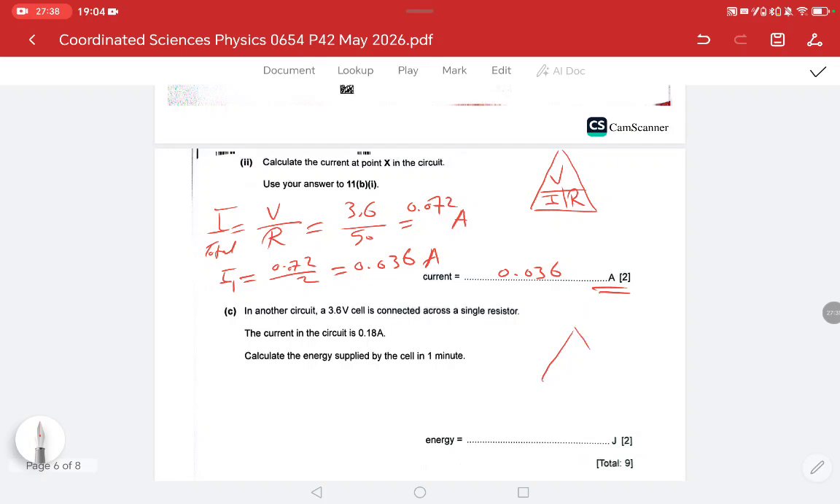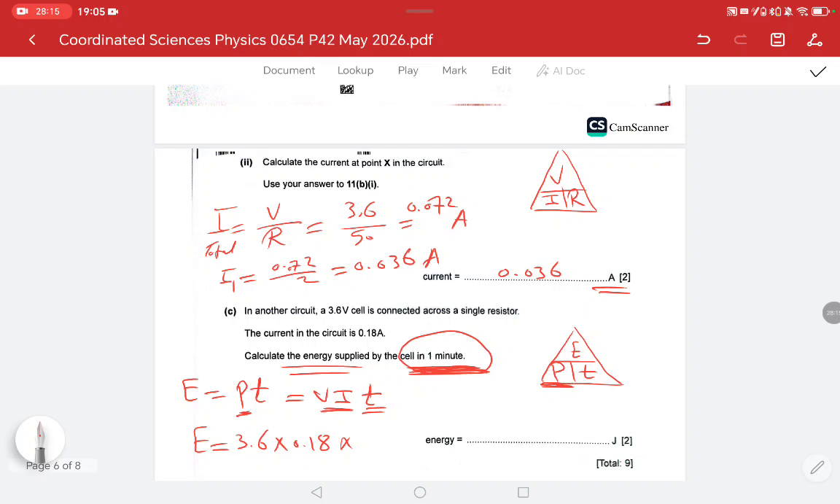Okay, let's see. Do you remember, guys, we said that the power is the energy over time, or the work over time. So from this, we know that we need energy. Energy is P times T, okay? And also we know that P equals V times I. So the energy, V we know is 3.6, I is 0.18, times the time, 1 minute. In revision, we had exactly the 1 minute. It's the same. So just multiply by 60.